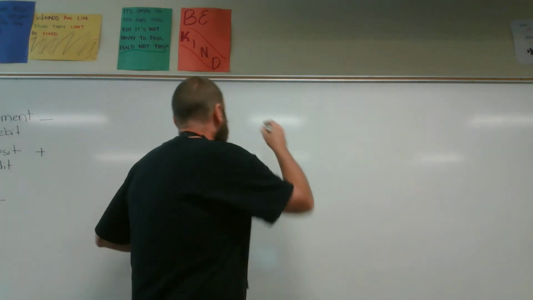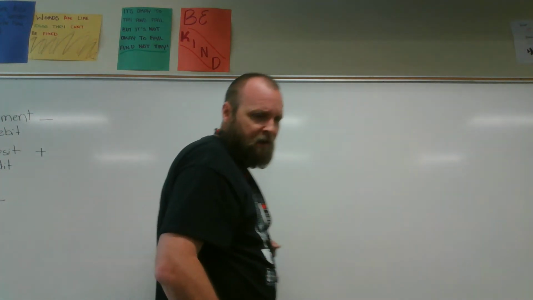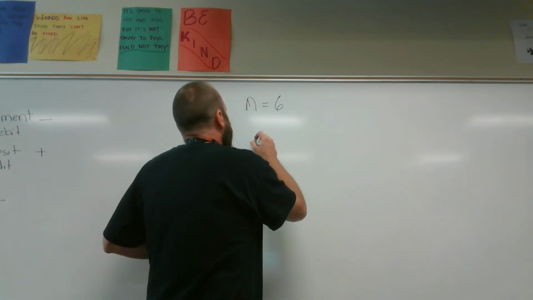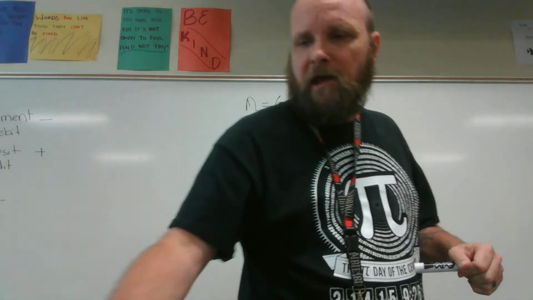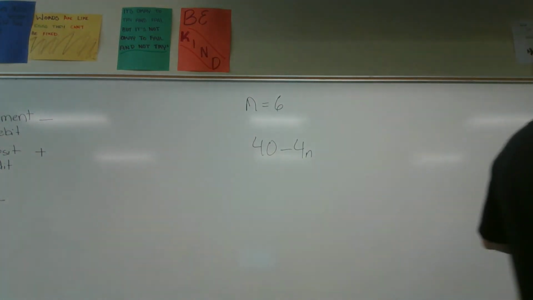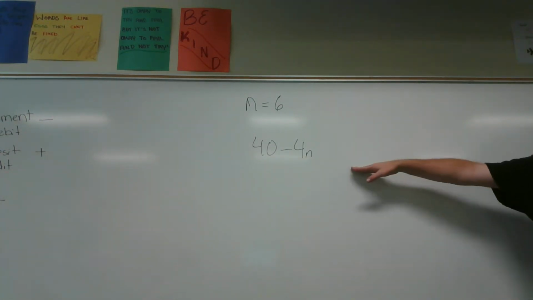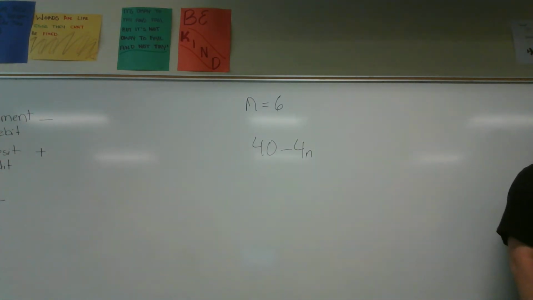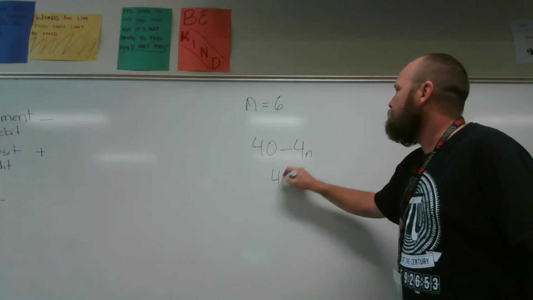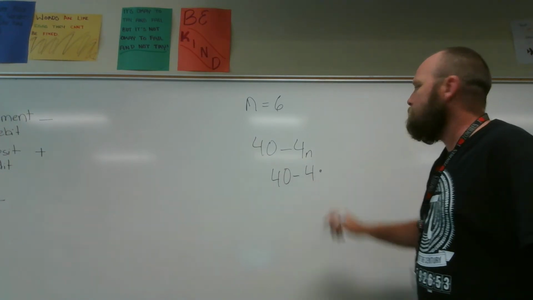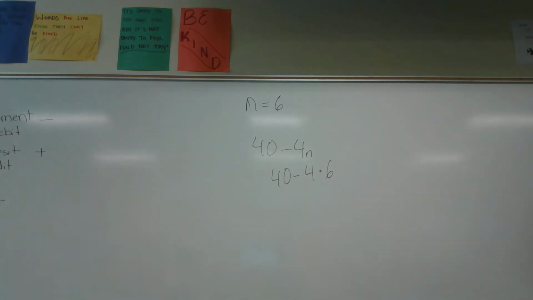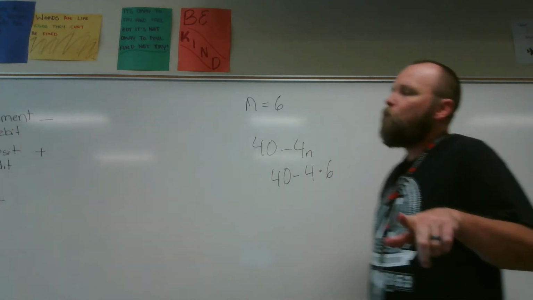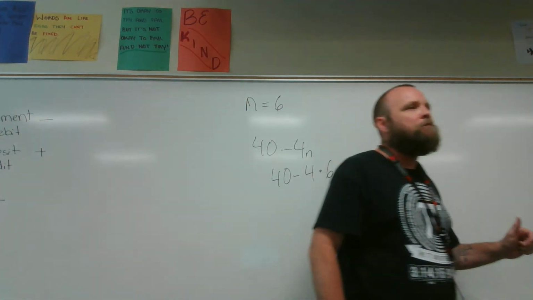Okay. That's good. If we have n equals 6, and we have 40 subtract 4n, and we want to solve that, we look at this and we say, Logan, what does a number and a letter side by side indicate? Multiplication. So we're going to do 40 subtract 4 times what, Logan? 6. Logan, do I do the subtraction first or the multiplication first? Multiplication first, because it always, and I mean always, comes before subtraction.